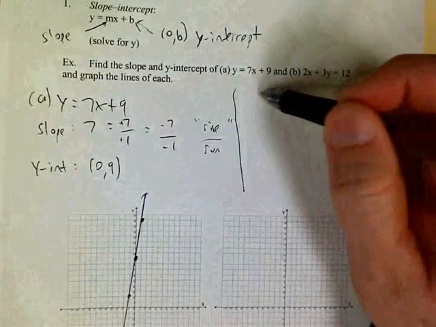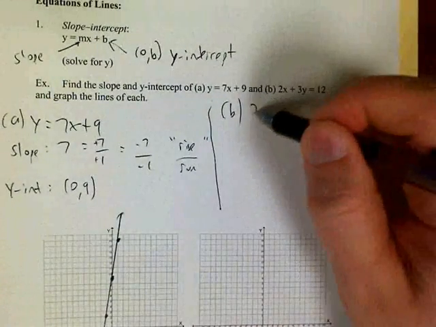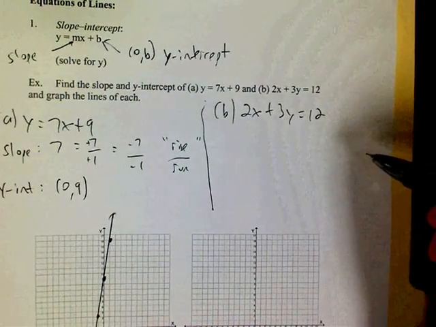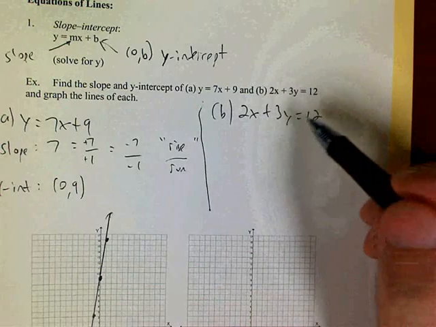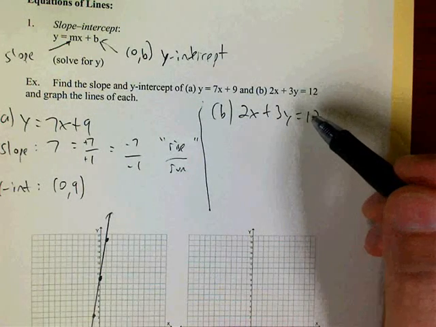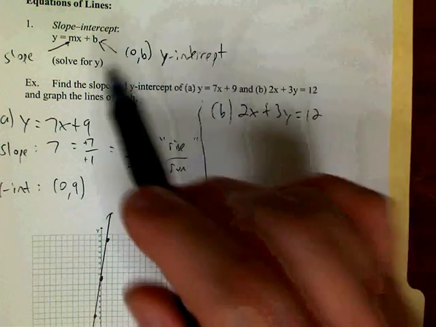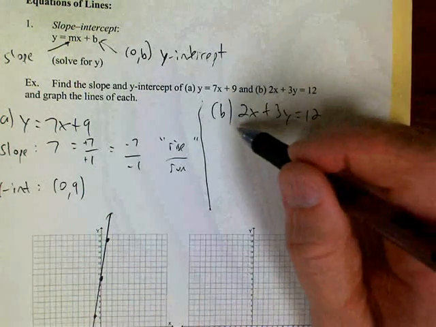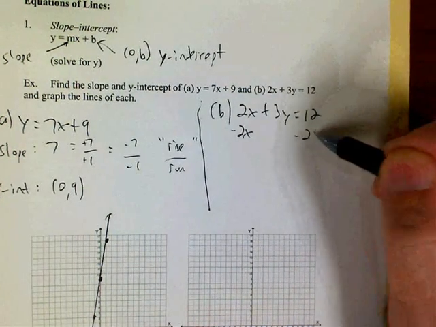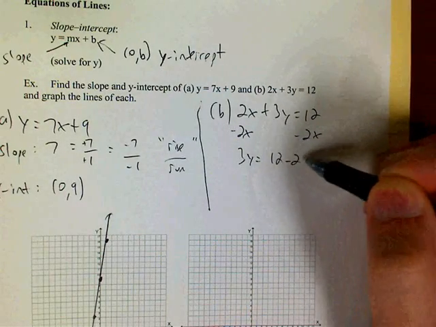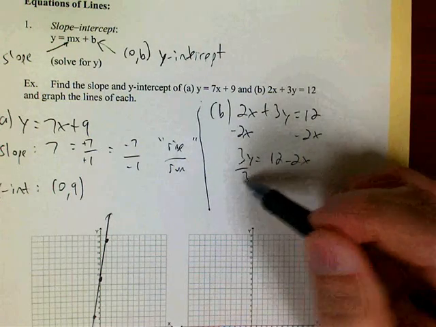Let's do another one. Let's do part B: 2x plus 3y equals 12. Now if you notice, it's not y equals, so we can't quickly identify the slope and the y-intercept. What that means is, we're going to solve for y. We're going to begin by subtracting 2x to get the y term by itself. And then we're going to divide by 3.